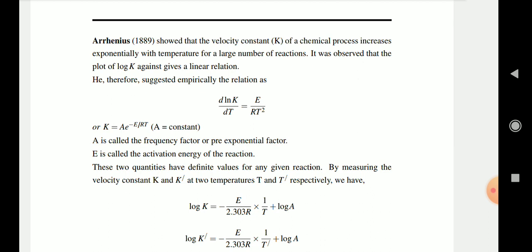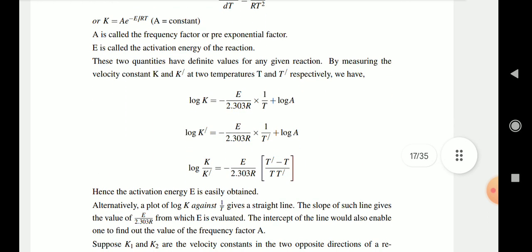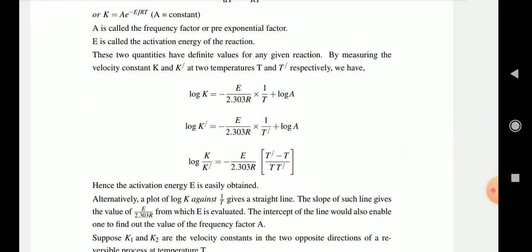It was observed that the plot of log k against 1/T gives a linear equation. He therefore suggested empirically the relation d ln k/dT = E/RT squared, or k = A e^(minus E/RT), where A is a constant. A is called the frequency factor or pre-exponential factor, and E is called the activation energy of the reaction. These two quantities have definite values for any given reaction. By measuring the velocity constants k and k' at two temperatures T and T' respectively, the activation energy is easily obtained.